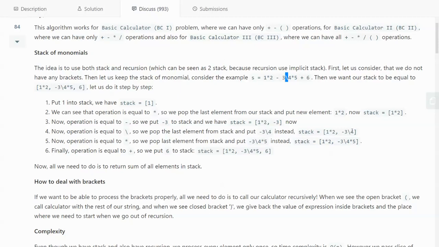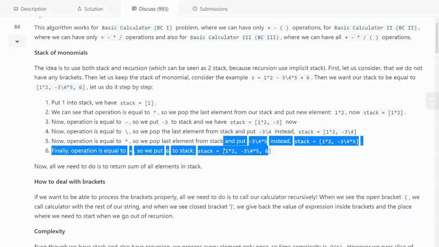So we pop off the last element from the stack. Now the last element becomes negative 3 divided by 4, right? And then the next one is going to be times, so the last element becomes negative 3 divided by 4 times 5. Okay, so now we finished the first two pieces, and the last one is just 6 as a single number.